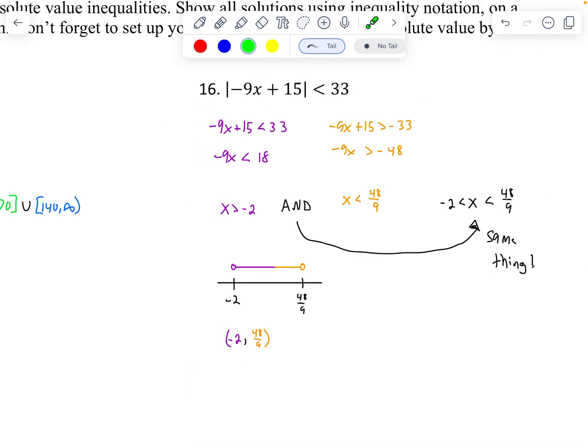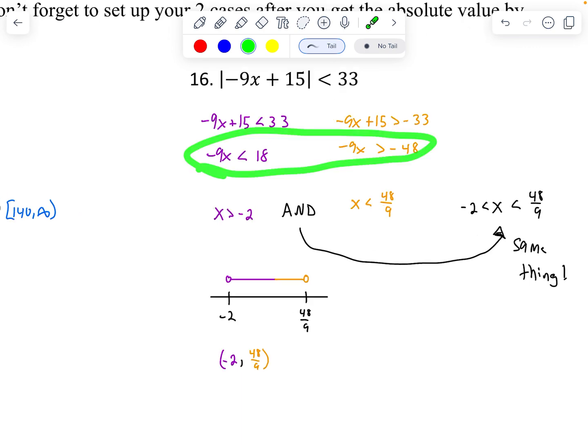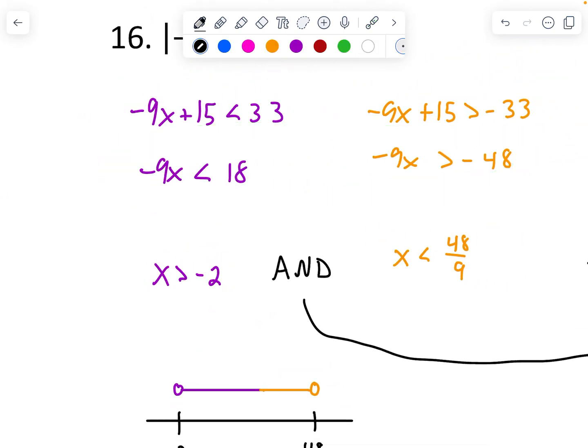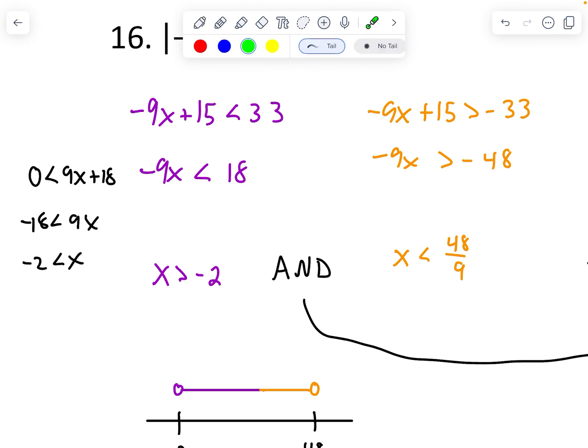And again, I would add this to both sides first, or you can subtract the 15 and subtract the 15, that's fine. So we can start on this line right here if you want. But I would subtract or add the 9x to both sides, giving us 0 is less than 9x plus 18, and then subtract 18, and then divide by 9 to get you that. And again, if you read it this way, that's the same as this one.